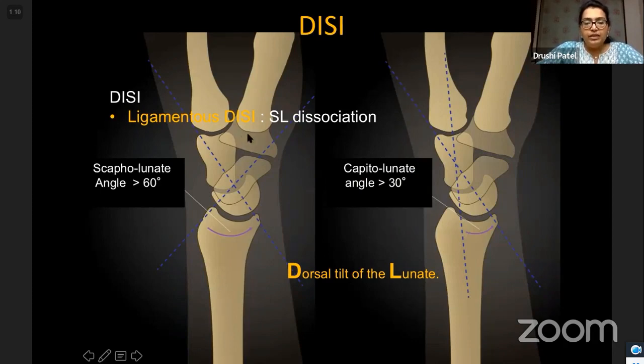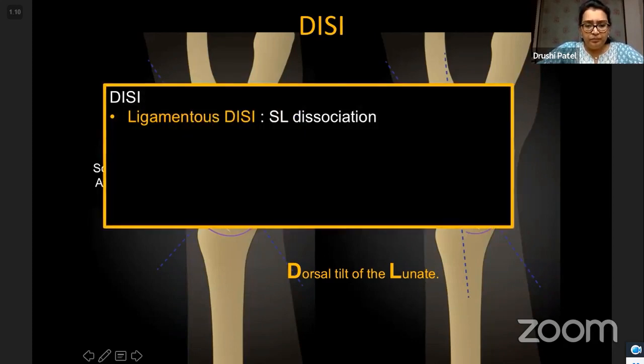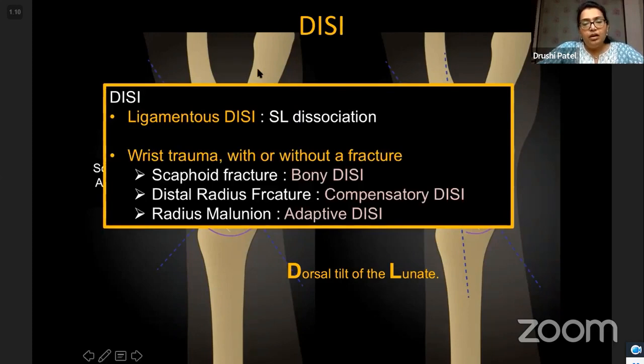We have seen ligamentous DISI, scapholunate dissociation due to ligamentous injury resulting in DISI. It can occur because of wrist trauma with or without a fracture. So when there is a scaphoid fracture, there is a fracture fragment, and it changes its alignment.